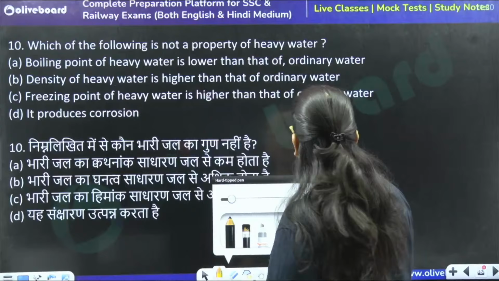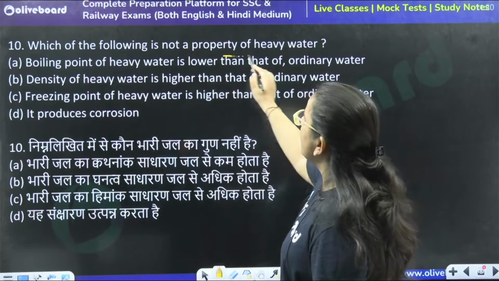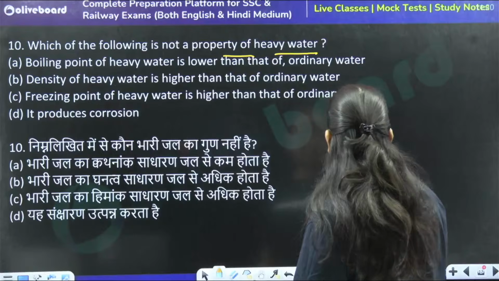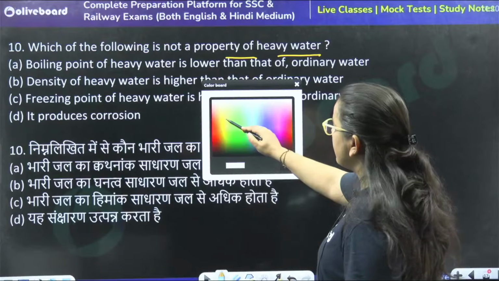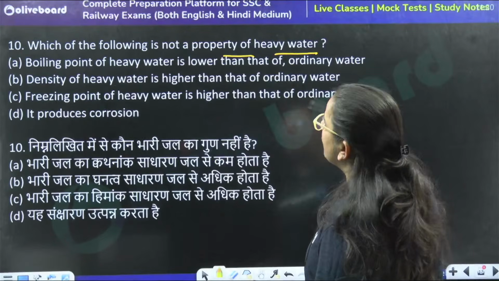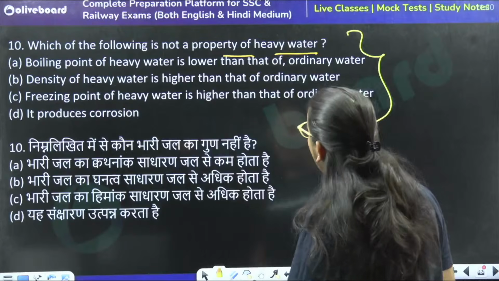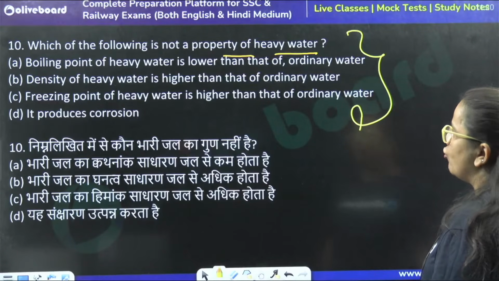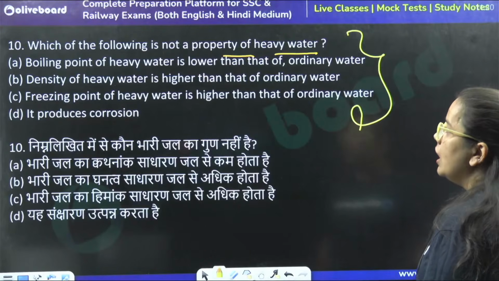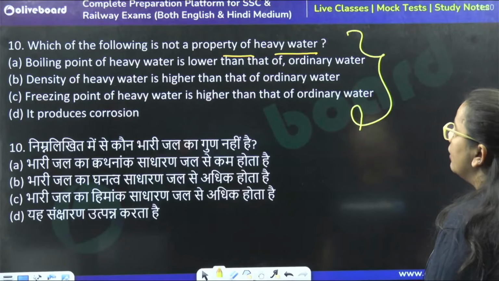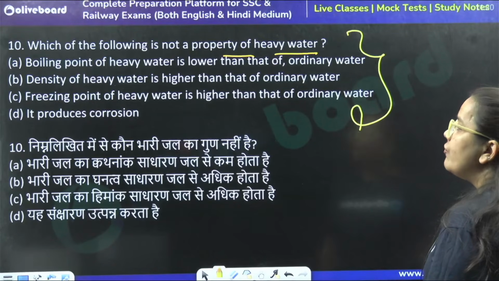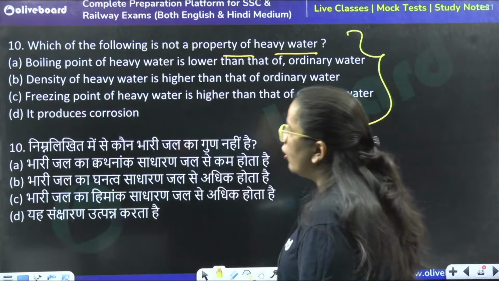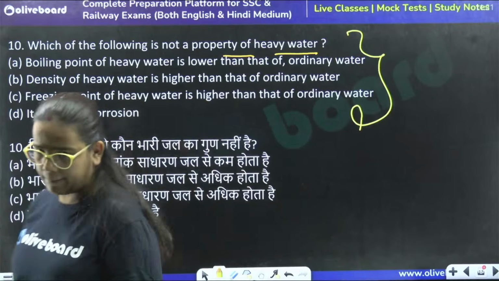Your next question is here, and the question is, which of the following is not a property of heavy water? Answer please. Which is not a property of heavy water? Boiling point of heavy water is lower than that of ordinary water. Density of heavy water is higher than that of ordinary water. Freezing point of heavy water is higher than that of ordinary water, or it produces corrosion.